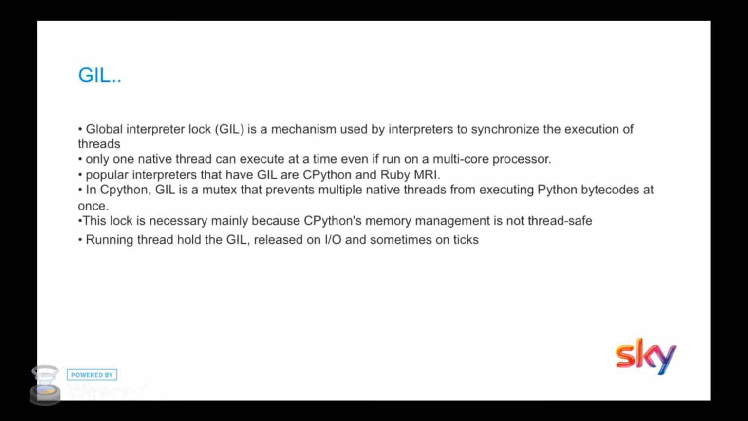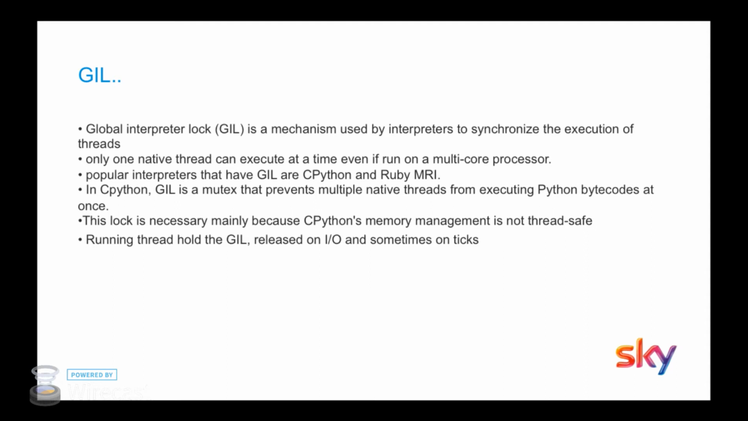What is it? The GIL is a mechanism where the interpreter synchronizes the execution of threads for us. Even though we have multiple threads, from the programmer's perspective it looks like we are doing multi-threading. But internally, the GIL is a mutex which controls which thread is going to run at any point of time.